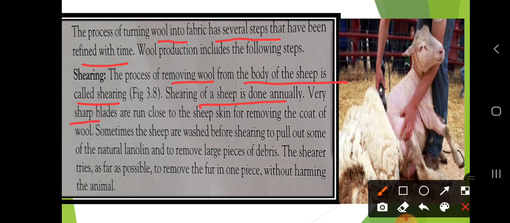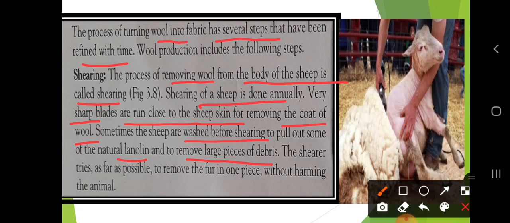Very sharp blades are run close to the sheep's skin for removing the coat of wool. So here we require a sharp blade, like how your father shaves his beard. In a similar way, if you want to remove the hair from the body of the sheep, you have to take a sharp blade. Sometimes the sheep are washed before shearing to pull out some of the natural lanolin and remove large pieces of debris.